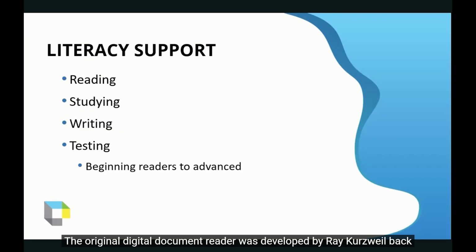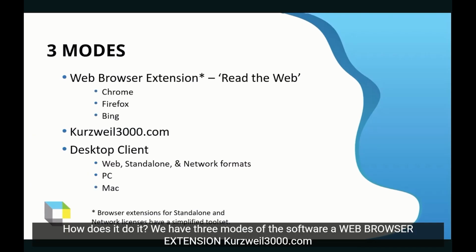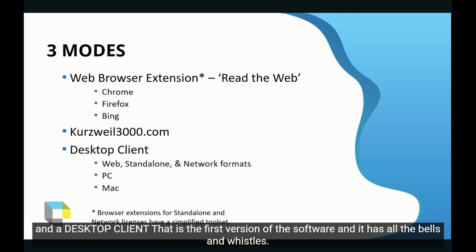Software. The original digital document reader was developed by Ray Kurzweil back in the 70s, and this develops on that technology. It provides support in reading, studying, writing, and testing the entire learning process. It works for beginners to advanced students and professionals. How does it do it? We have three modes of the software: a web browser, Kurzweil3000.com, and a desktop client that is the first version of the software and has all the bells and whistles.